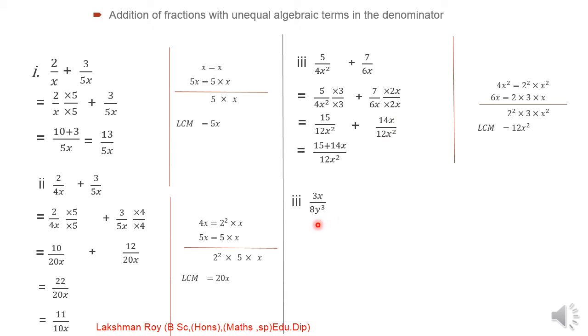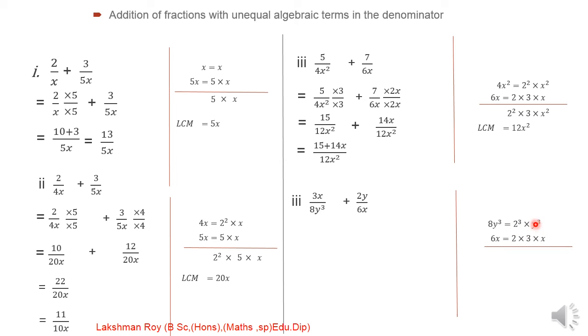Another example. 3x over 8y to the power 3. You have to add 2y over 6x. Okay, so you can see the denominators are unequal, so go to the LCM, 8y to the power 3. You can see 8 is a number that can be written as 2 to the power 3. Then y to the power 3 is there, right? Then 6x, earlier we wrote 2 into 3 into x. So now take the highest power, right? You can see the different terms 2, 3, x, y. So there are 4 terms.